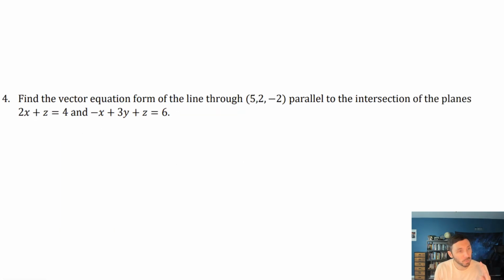All right, for round 4, we're finding the vector equation form of the line again, through 5, 2, negative 2, and I want it to be parallel to the intersection of these two planes. Whoa, that's a lot going on. At least I have the point on the line, right? I just need the direction vector. So I want to utilize the normal vectors of these two planes in some way to come up with the direction vector of this line. All right, give it a go.